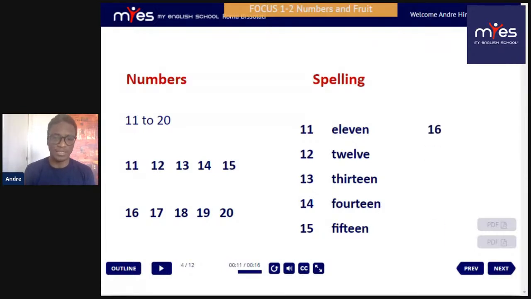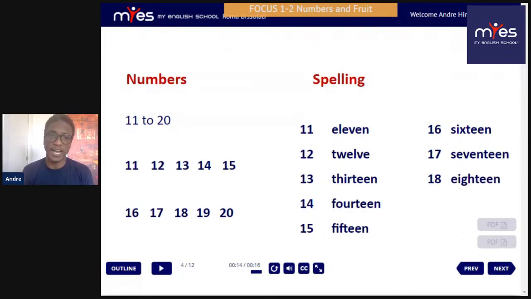Then we've got 16. S-I-X-T-E-E-N. 16. Then 17. S-E-V-E-N-T-E-E-N. 17. Then 18. Remember, 18. E-I-G-H-T-E-E-N. 18. Remember, the G and the H are silent. So, 18. Then 19. 19.